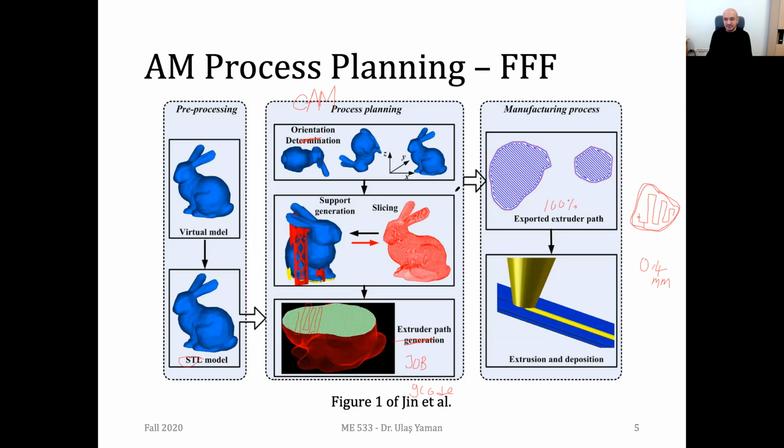And after these paths are generated and transferred to the machine, your printer will start extruding material once the nozzle is heated enough. And once a layer is fabricated, your table will go down a little bit for the next layer, and then it will start depositing the material for the next layer. And this will be repeated for a number of layers, and you will have your part fabricated.